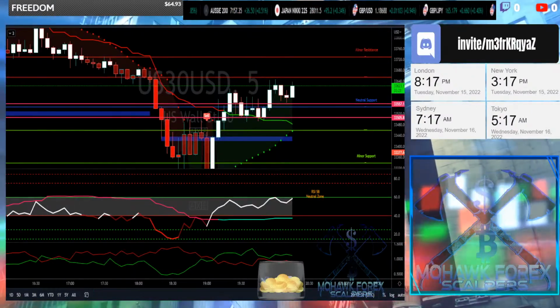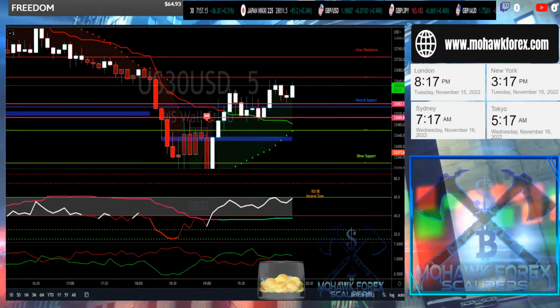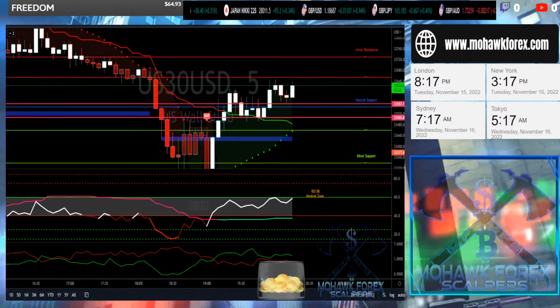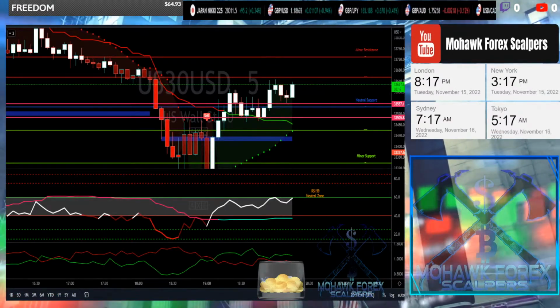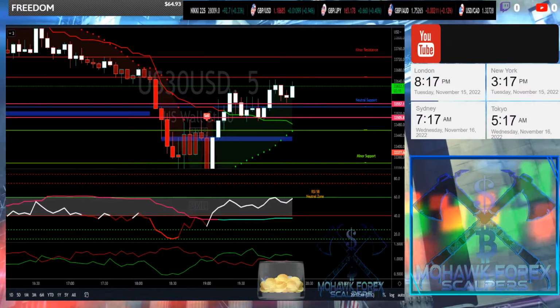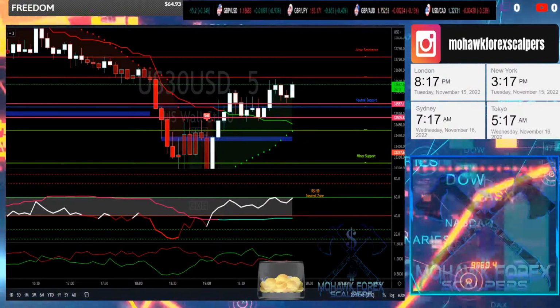So let's just have a look, just make sure we're on US-30. I'm just going to see if this is going to push up. Let's just go get in there and see. It's going to wick down, obviously. Let's see if it pushes up a little bit.